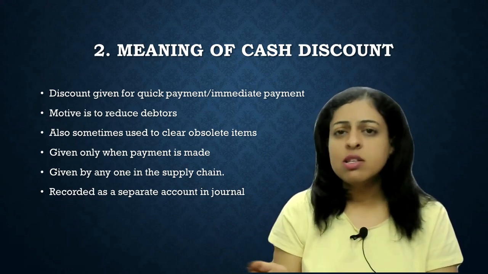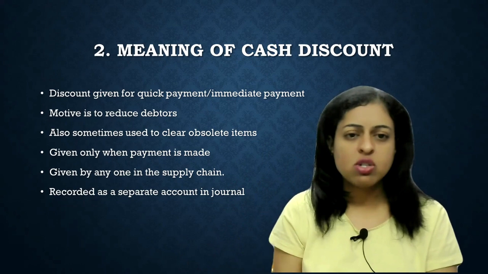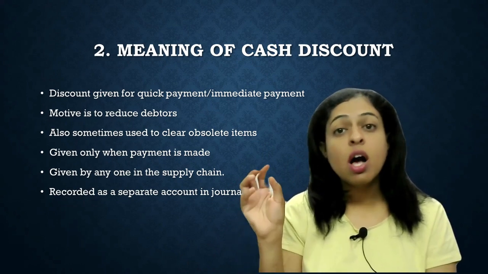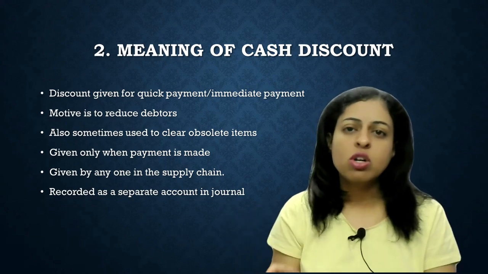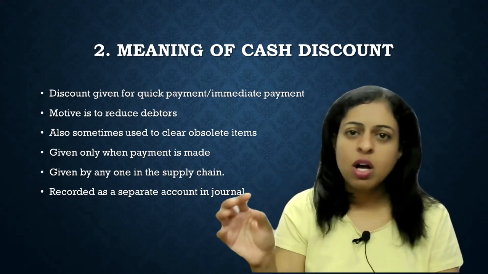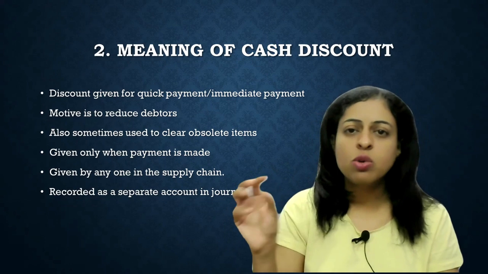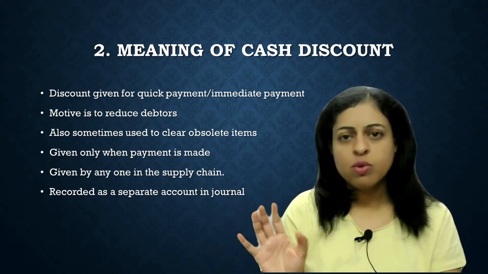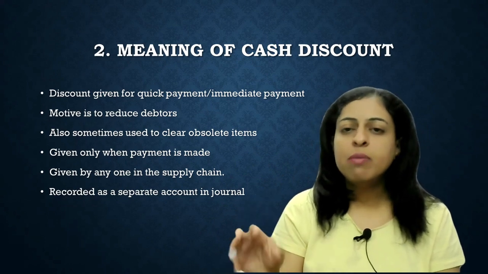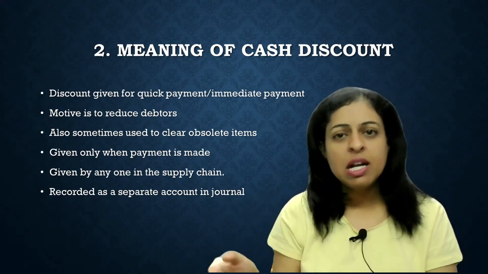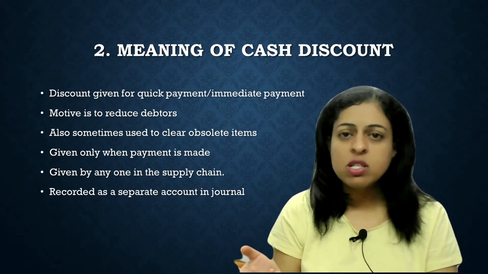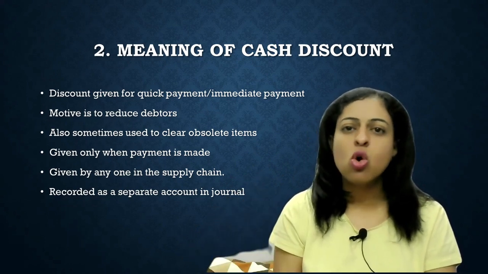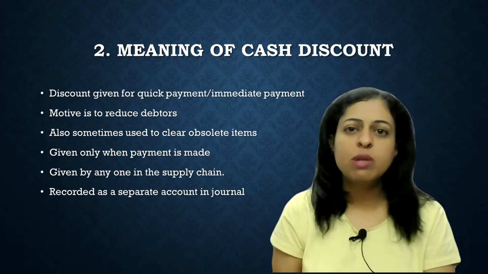Fine. And anyone in the supply chain generally gives cash discount. And remember, a cash discount account will be separately recorded. So whenever I write discount account, discount given, discount received, it means it is connected to cash discount. Got it? So when you make a payment and you get a discount and it is separately recorded, what kind of discount is it? It is cash discount. Fine. We'll see some examples on trade discount and cash discount and we'll move further.